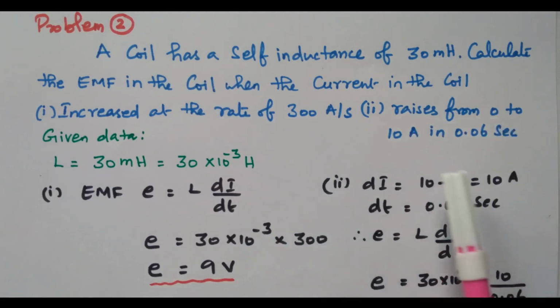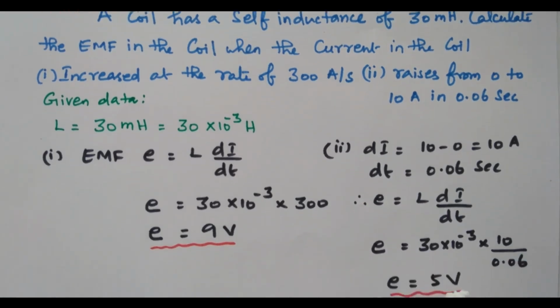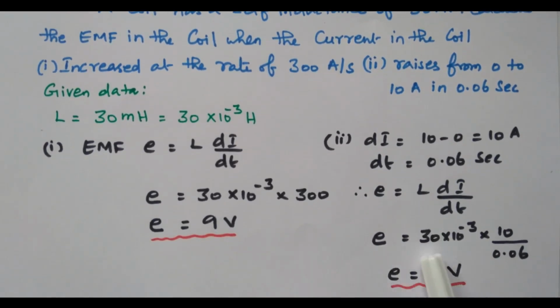Now we'll go to the second case. The current is increased from 0 to 10 ampere, so di equal to 10 minus 0, 10 ampere. The dt is 0.06 second. Right? In the first case di by dt is directly given as 300 ampere per second. Here di is given and dt is given separately. So E equal to L di by dt. Now we can substitute the values. E equal to L, which is 30 into 10 to the power minus 3, the current is 10 ampere, the time is 0.06. So by simplifying, we got 5 voltage. So for the second case, the EMF induced is 5 voltage.